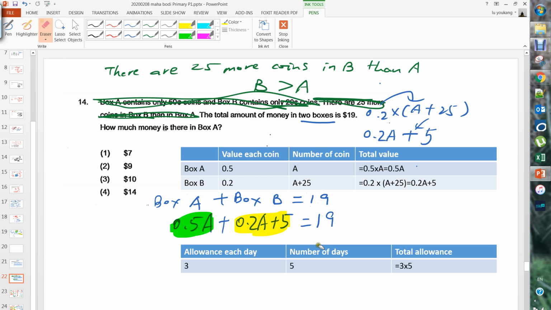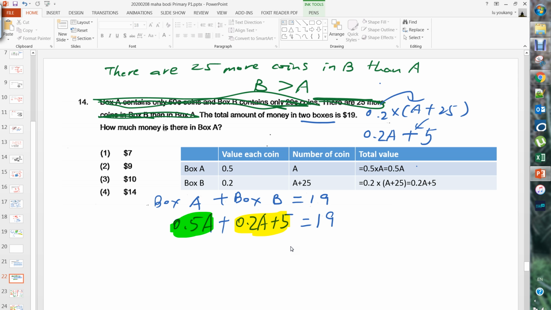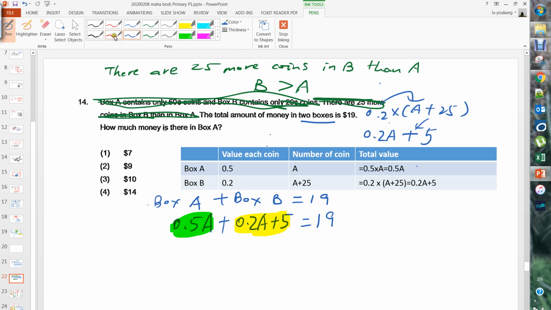So now what do you do? Now you solve algebra, right? Okay, so just now what I said. Can you combine these two? 0.5 apple, 0.2 apple, can you combine? 1 apple and 2 apple, can you combine? 1 apple plus 2 apple, how many apples? 3. Can it combine? Yeah. Same fruit can combine.